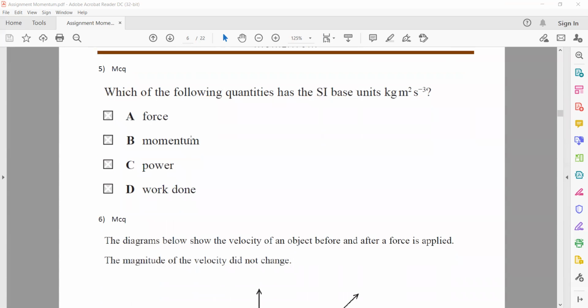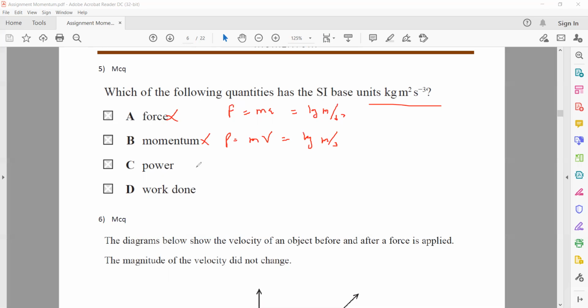In question 5, which of the following quantities has SI base unit kilogram meter square second? So when we work out for force, F is equal to ma. Mass is kilogram and acceleration is meter per second square, so it cannot be A. Momentum, which is mv: mass is kilogram and velocity is meter per second. So again, it cannot be.